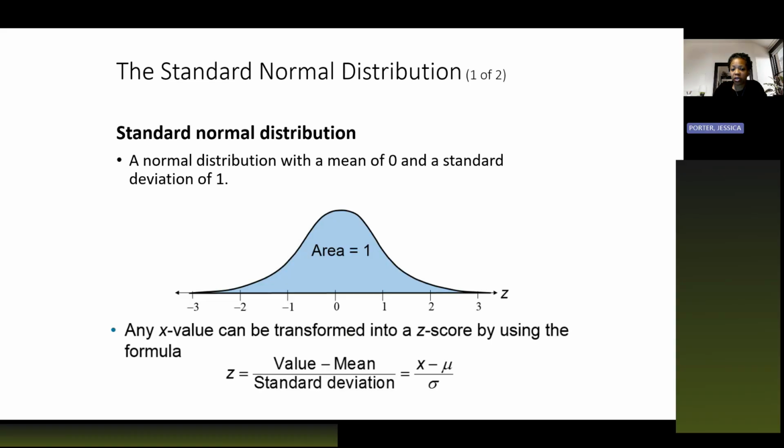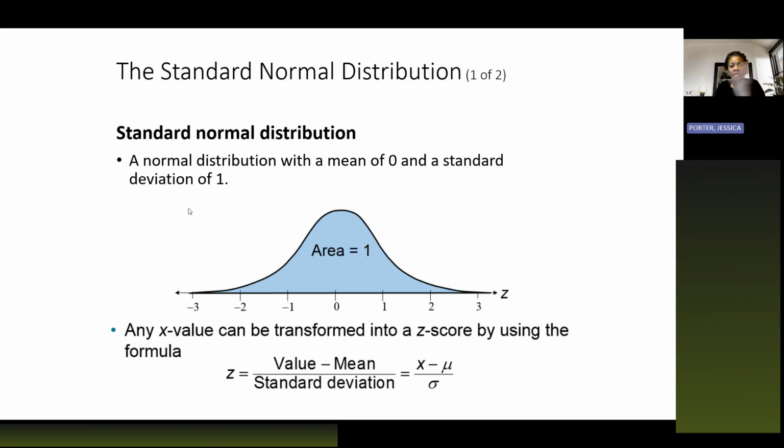Any x value can be transformed into a z-score by using the formula given below. And this formula is going to be very important to you. Z equals the value minus the mean divided by the standard deviation. The value minus the mean divided by the standard deviation.